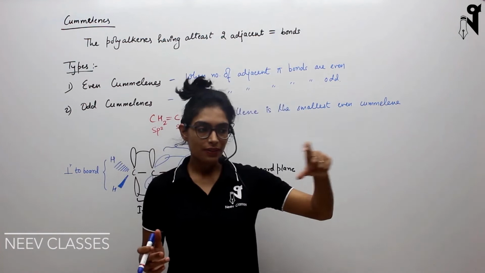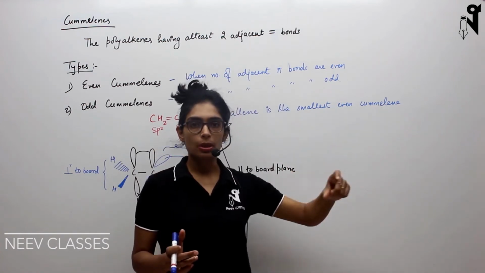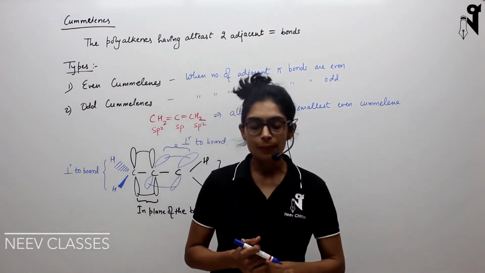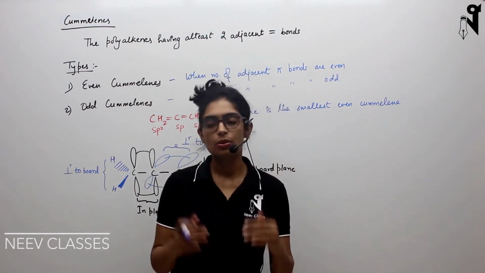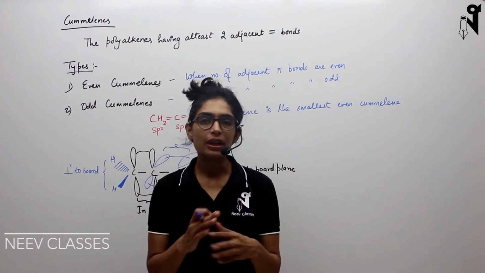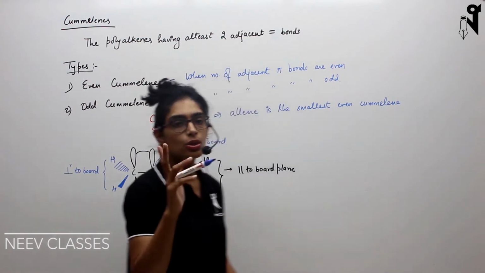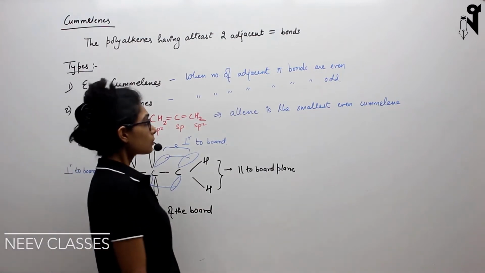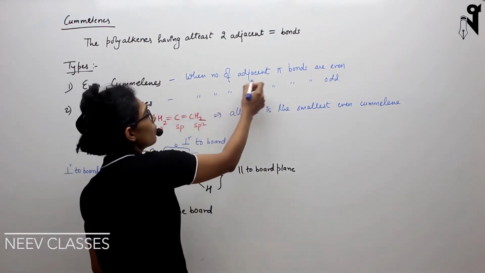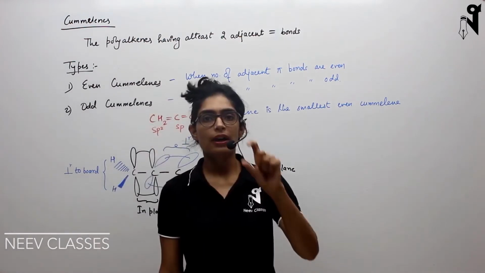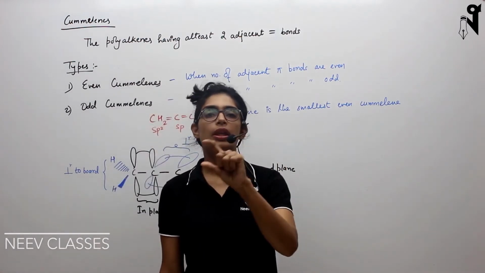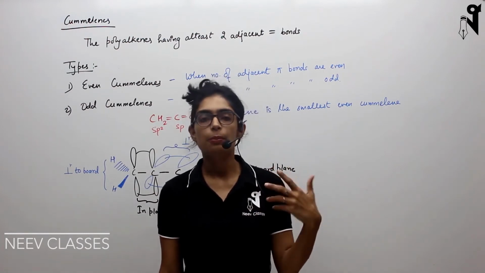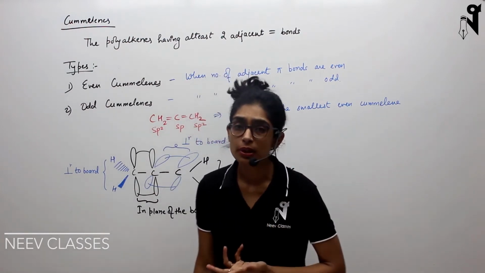So if you have double bond, double bond, double bond, consecutive double bonds in series, that is called cumulenes. In a chain you can have 2 pi bonds, 3 pi bonds, 4 pi bonds, and depending upon that we divide the cumulenes into 2 categories. One is even cumulenes and the second is odd cumulenes. So what is an even cumulene? When the number of adjacent pi bonds is even. If I have 2 double bonds in adjacent positions, or a multiple of 2, then it is called an even cumulene.